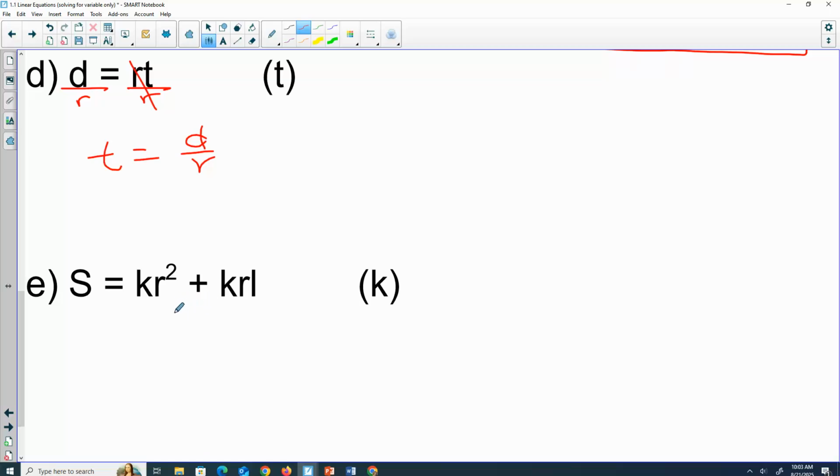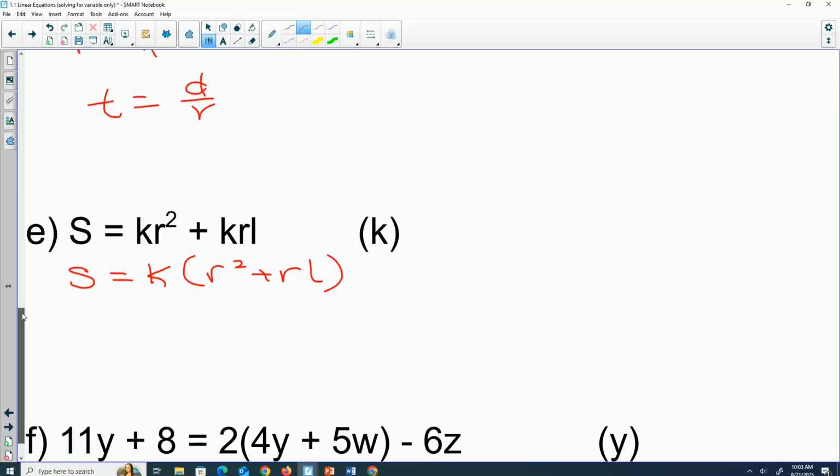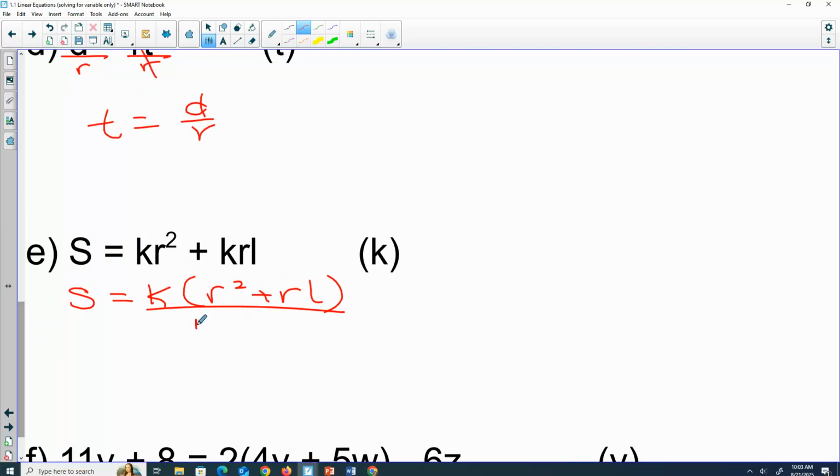How many K's do we have? 2, but they're not like terms. So what do I do with it? Factor it out, take out that K. So you're left with the R squared plus RL. So now we have K times something. What's the opposite of multiplying? Dividing. So we're going to divide by that entire parentheses.